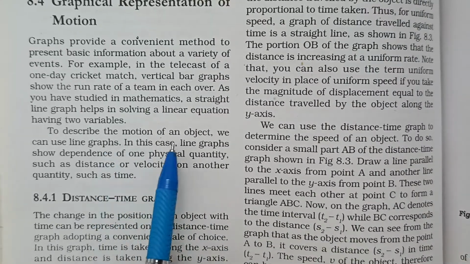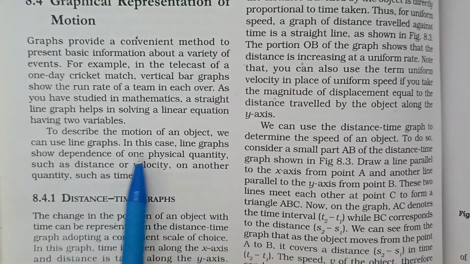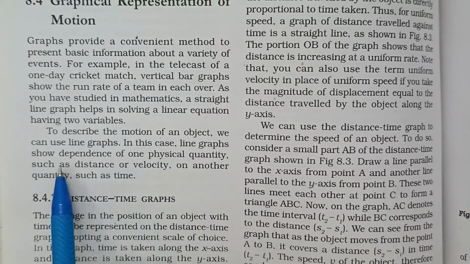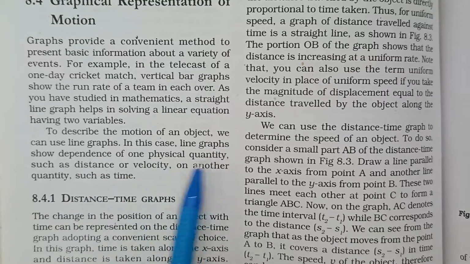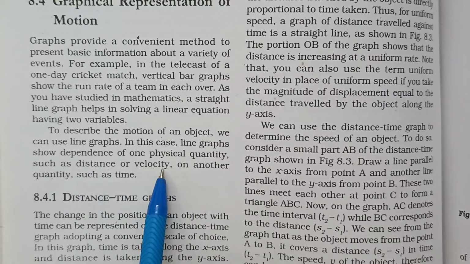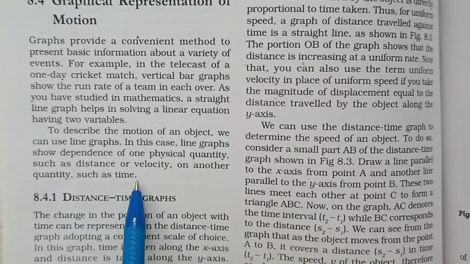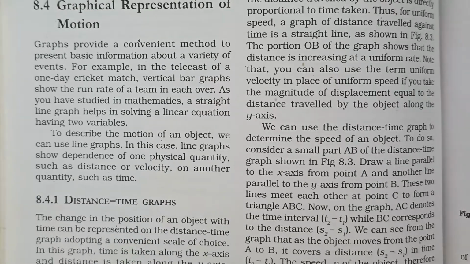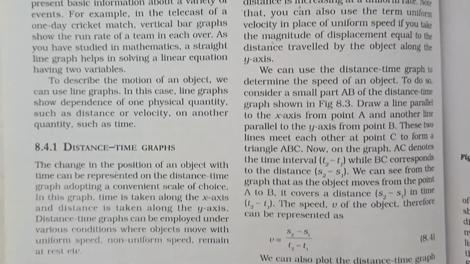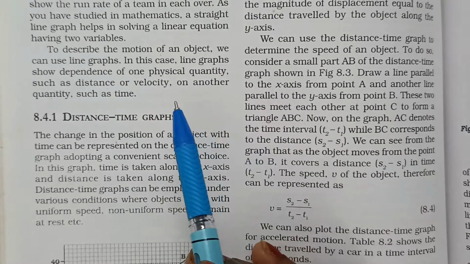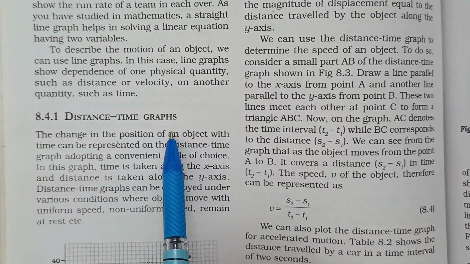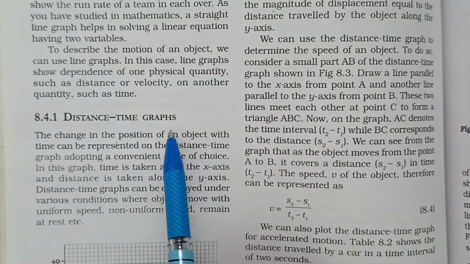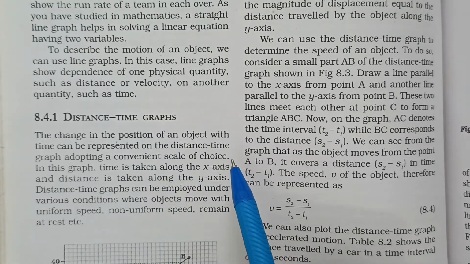To describe the motion of an object, the line graphs which we use show dependence of one physical quantity such as distance or displacement or velocity on another quantity such as time. Now, in this class, we will be learning about different types of graphs. The first graph which we are going to study now is distance time graph. Now, distance time graph shows how the distance of a body from a fixed point changes with time.